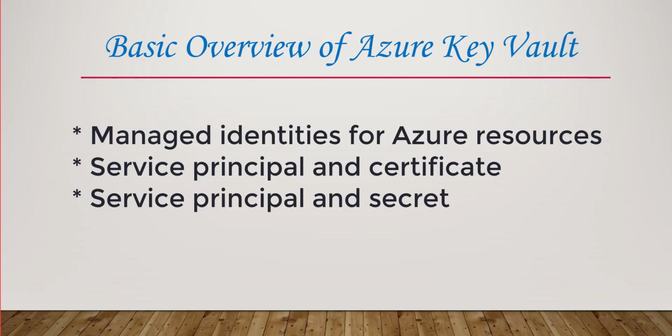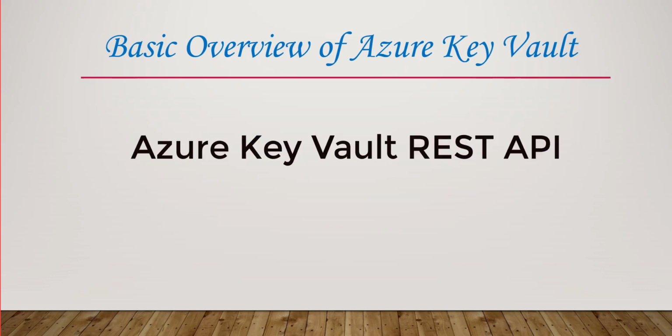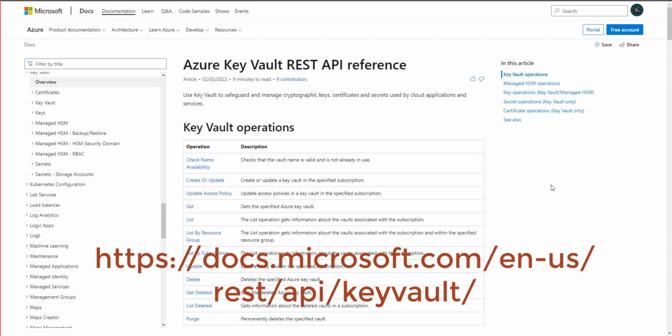How to authenticate an application with Key Vault. There are multiple ways to authenticate an application with Key Vault. Either you can use managed identity for Azure resources, or service principal and certificate, or service principal and secret. In this session, we will see it in detail. Azure Key Vault REST API details. Using the REST API, we can perform different operations and populate the result. To know more about the Azure Key Vault REST API reference, kindly visit the Microsoft Docs page where it lists all the operations which we can perform using the REST API.